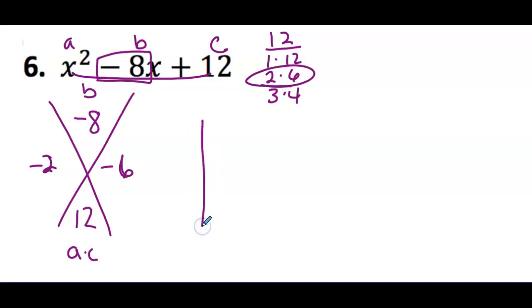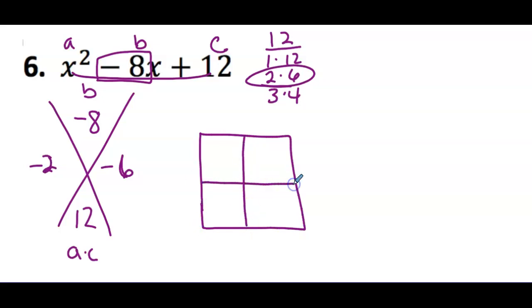So now if I set up my box, I'm not going to have enough room for my factors. If I set up my box, my A and its variable go here, so that's just x squared. My C goes here, +12. And then I have -2x and -6x. Okay? Right? Good. Now factor out your like terms. What do both of these have in common going across? They both have an x in common.